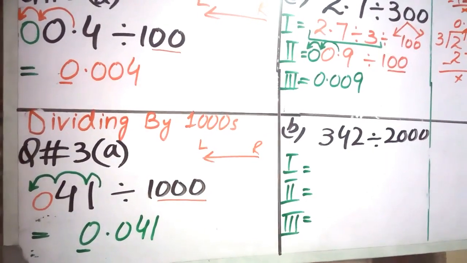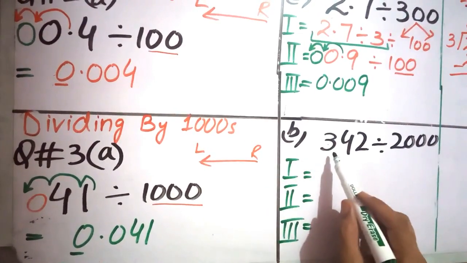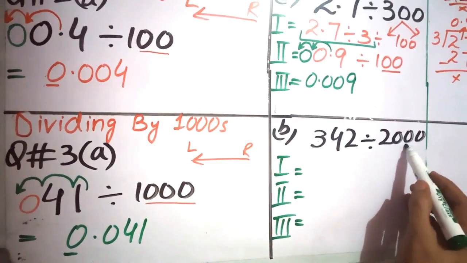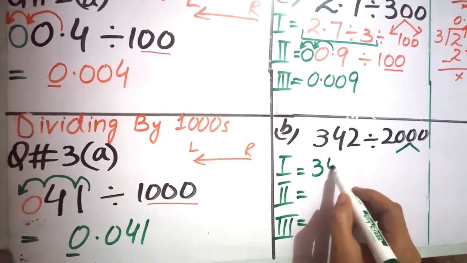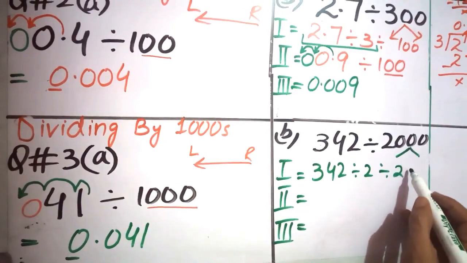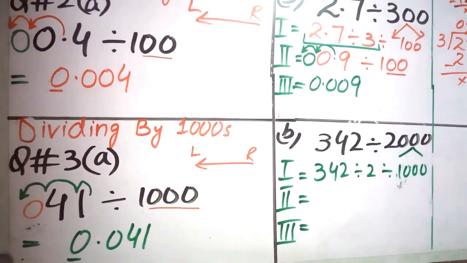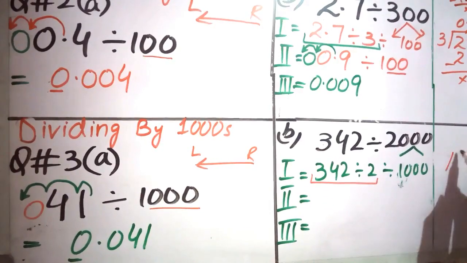Now in question number 3, B part, 342 divided by 2000. Again we'll split the number: 342 divided by 2 divided by 1000. Okay, we will divide these two numbers in rough work.